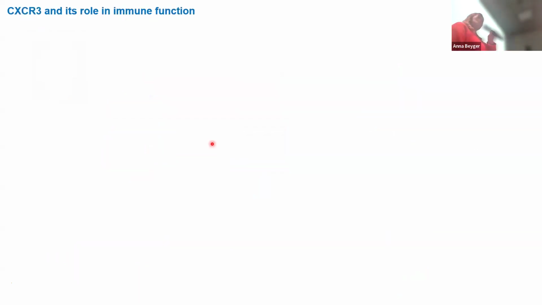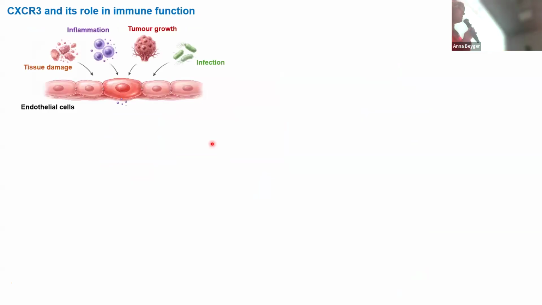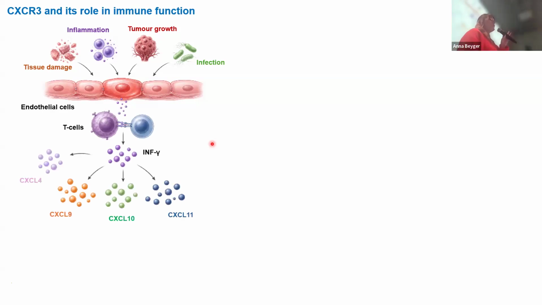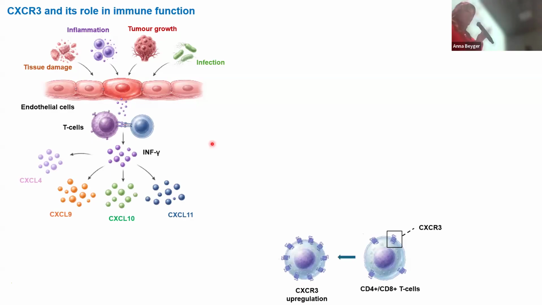So how does CXCR3 exert its role in immune function? When there is an inflammatory stimulus, that could be, for example, tissue damage, inflammation, tumor growth, or infection, this sends signals to T cells to release something called interferon gamma, which then releases 4 different pro-inflammatory chemokines. And at the same time, your T cell, which normally has a bit of CXCR3 on its surface, starts upregulating it. And those chemokines basically create a chemical gradient in which they attract the T cell expressing CXCR3 to be in close proximity to them. And that usually occurs at the sites of inflammation.